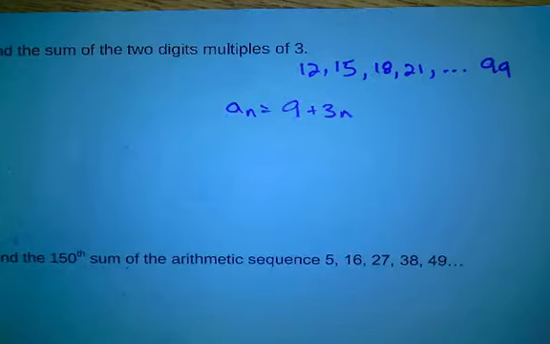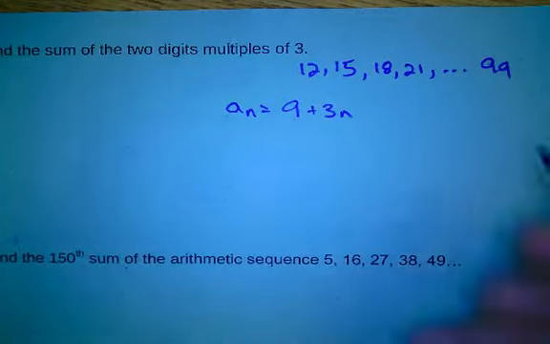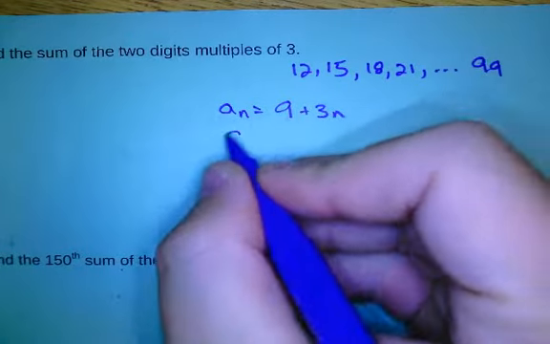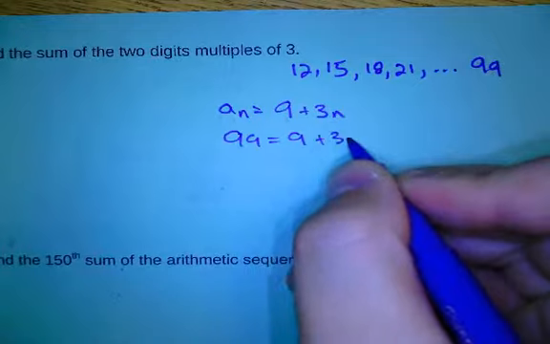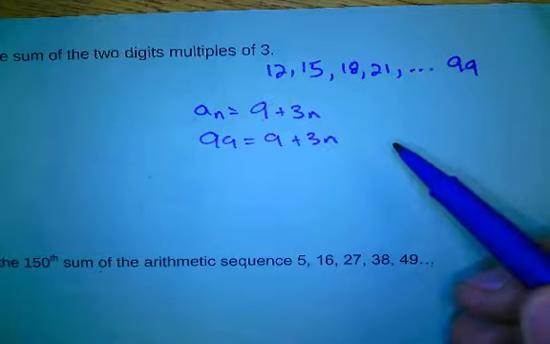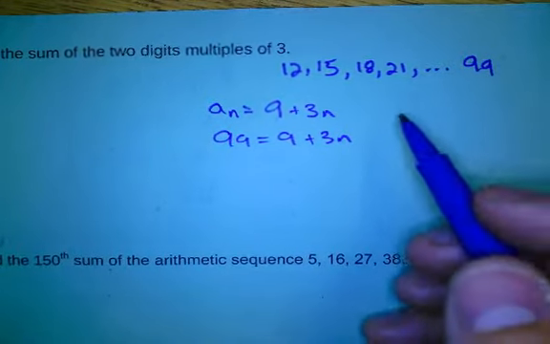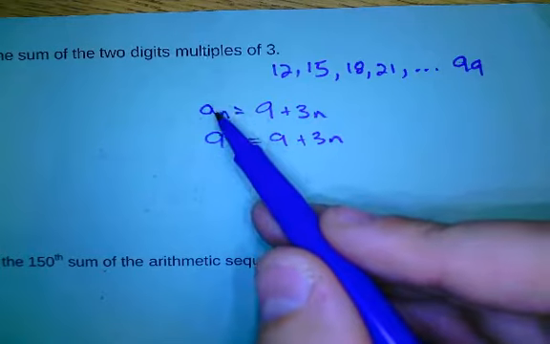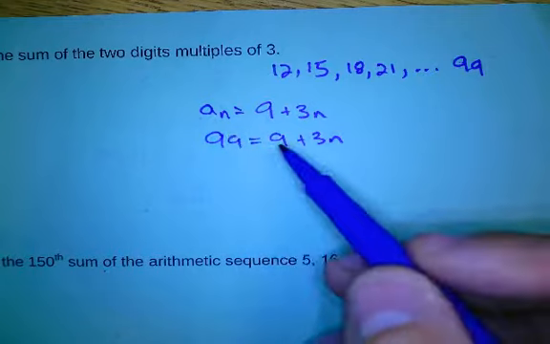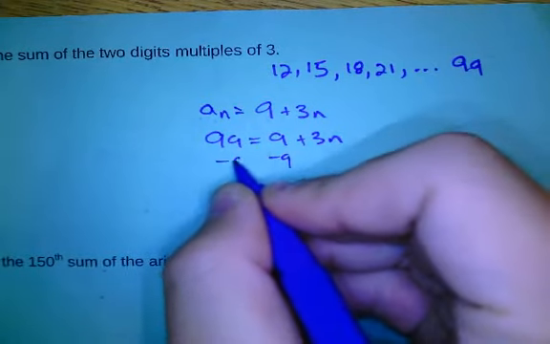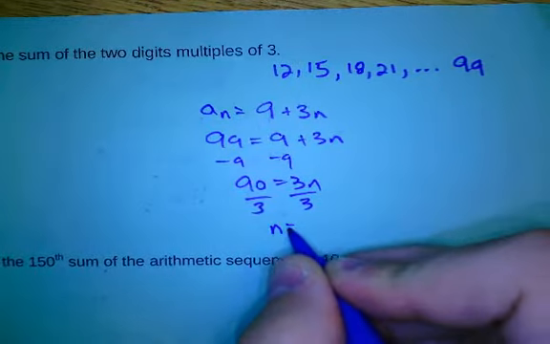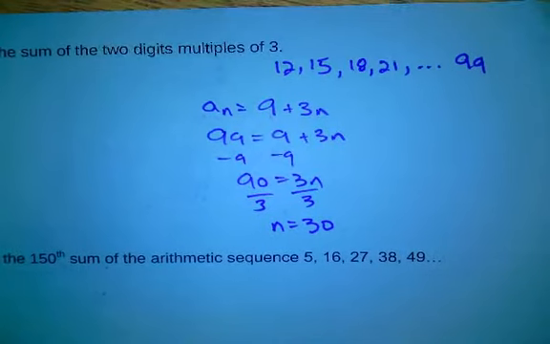What's the n value for 99? 30. So you plug in 99. Yeah, we good so far? Some of us are catching it, some of us aren't. That's why I'm going slow. So this is your last term, right? We should know this part. All you're going to do is plug in the last term and solve for n. So subtract 9, divide by 3, and you're going to get n is 30.